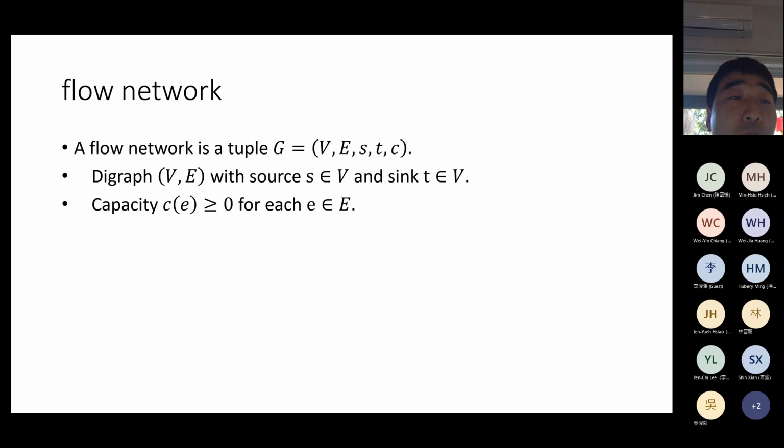The question is studying the property of a flow network. A flow network is a tuple G = (V, E, S, T, C). V and E together form a directed graph, where V is the vertices and E is the edges. Among all these vertices, there are two special vertices: the source vertex S and the sink vertex T. And C is the capacity, such that for each edge E, C(E) is greater than 0.